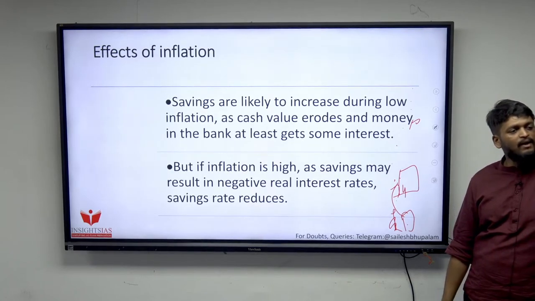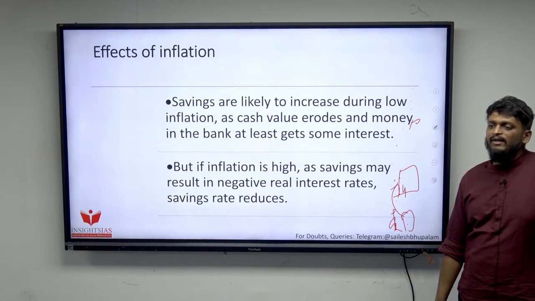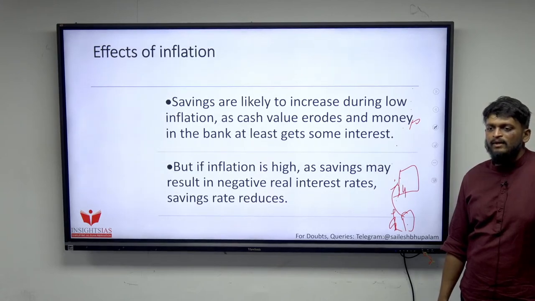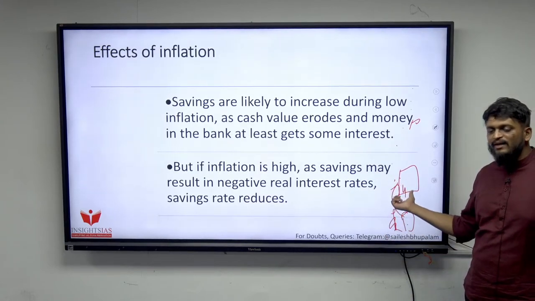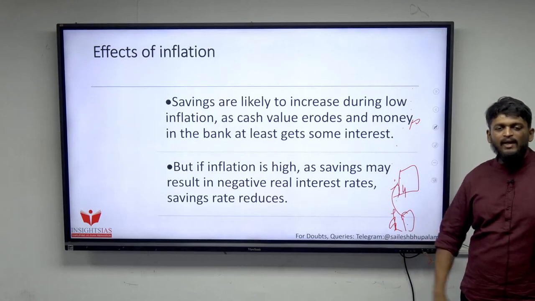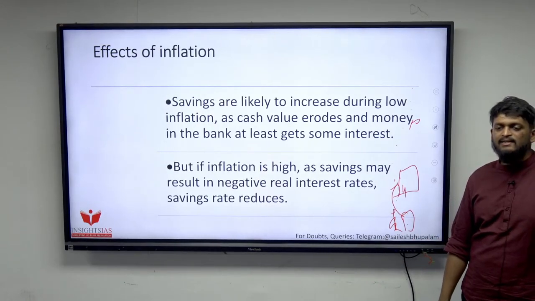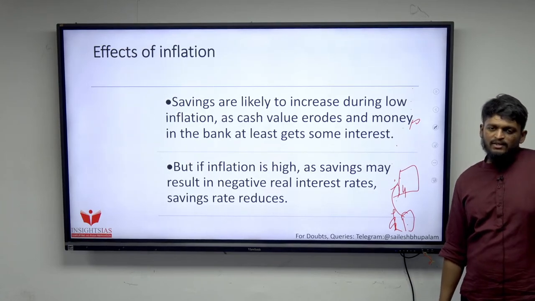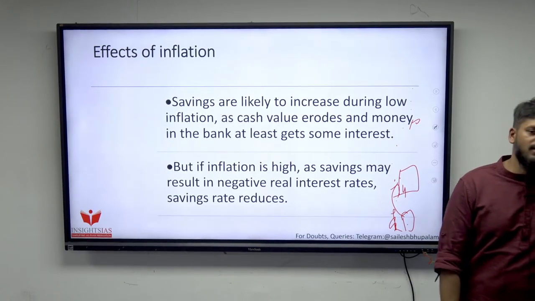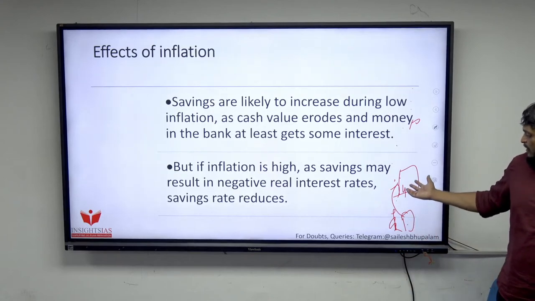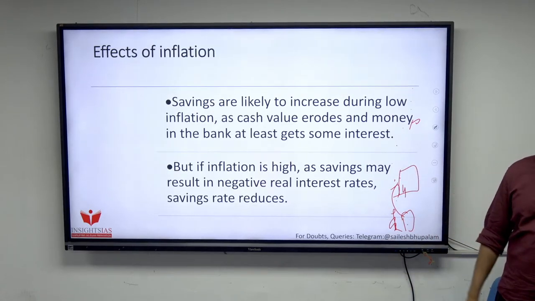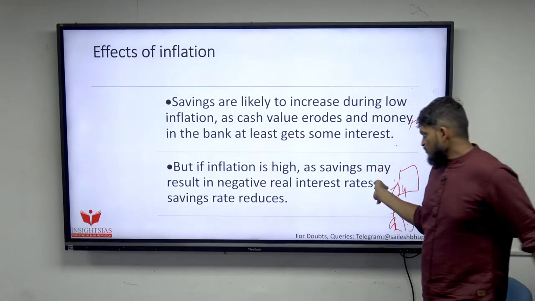Earlier we have already seen this part. If people take out money from the bank, money multiplier effect will be affected. If money multiplier effect will be affected, then money supply in the economy itself will reduce. And as money supply reduces, demand reduces. As demand reduces, it creates a vicious cycle. So one of the problems of inflation is people take out money from the bank, which is going to affect the entire economic system. So this is one problem.